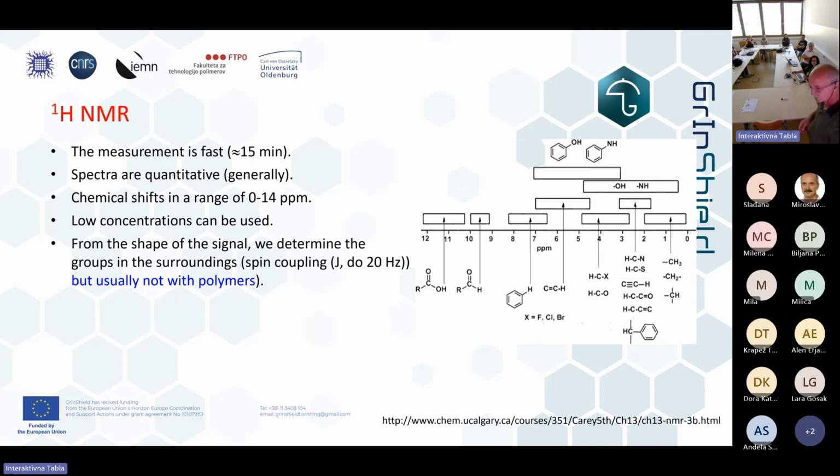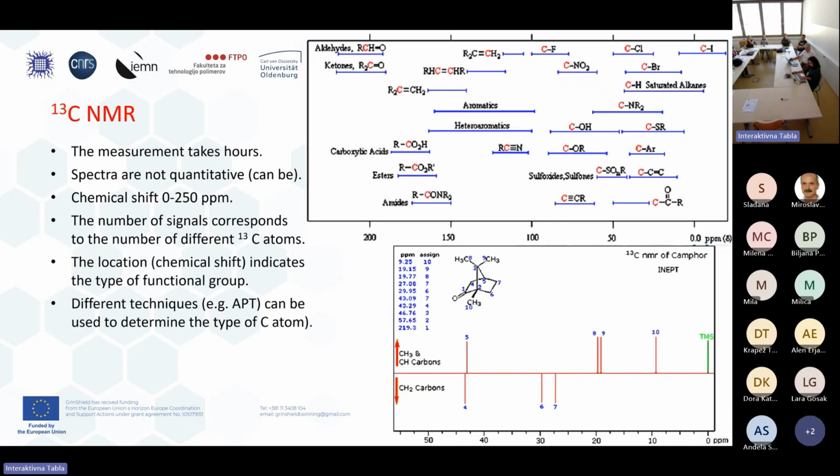So here we can see that around 10 we have the OH group of an acid, aldehyde at 9 to 10, esters also somewhere around 9. Then the benzene ring is around 7 to 8. Double bonds are around 5 to 6, but here we have many possible combinations depending on the type of atom nearby. What we usually can say is, if it's somewhere between 0 and 1, that's most probably a CH3 group, hardly anything else.